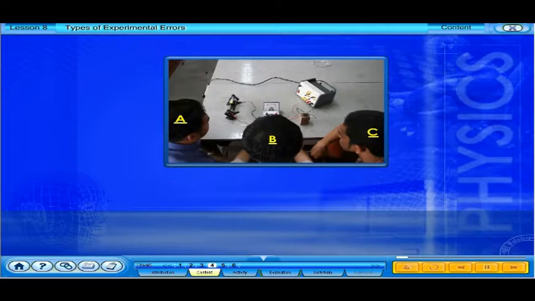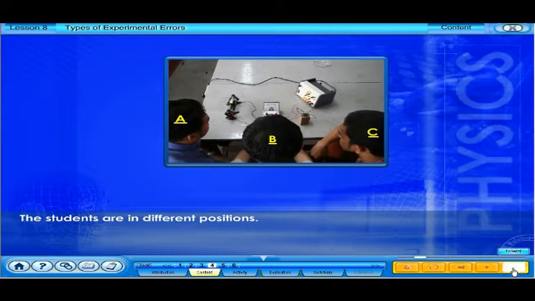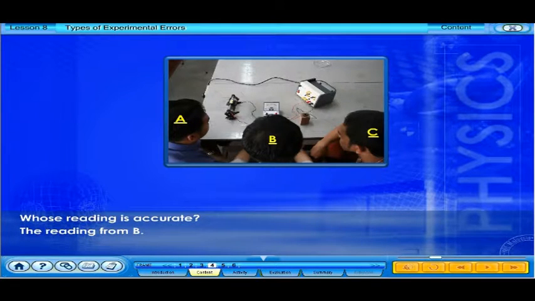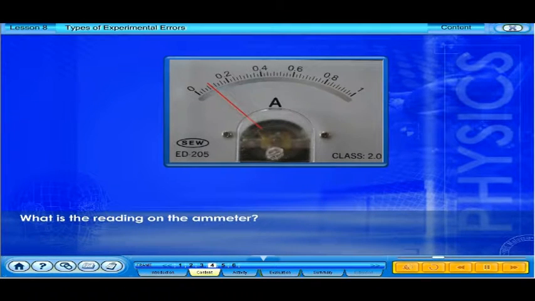Do you think the readings will be the same? Why? No, because the students are in different positions. Whose reading is accurate? The reading from B. What is the reading on the ammeter? 0.1 amperes.